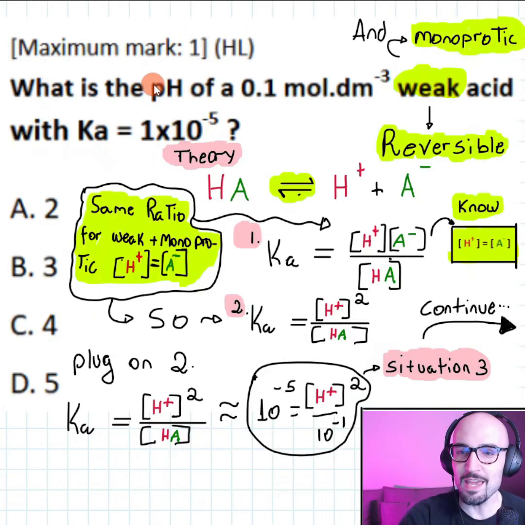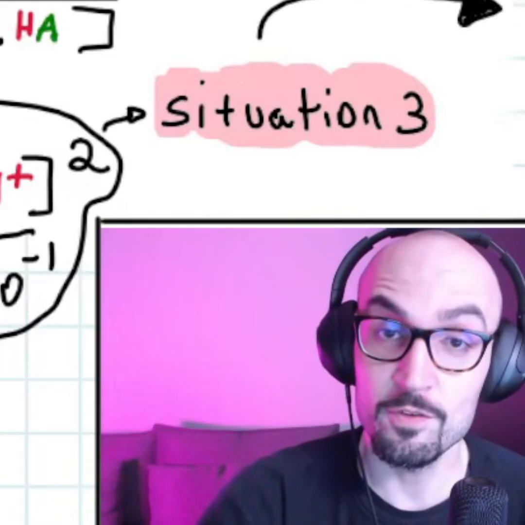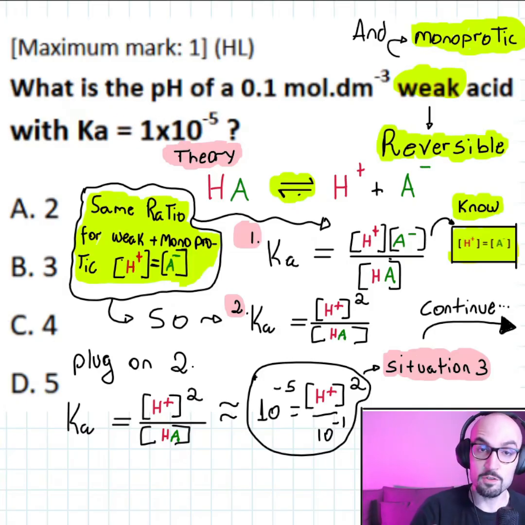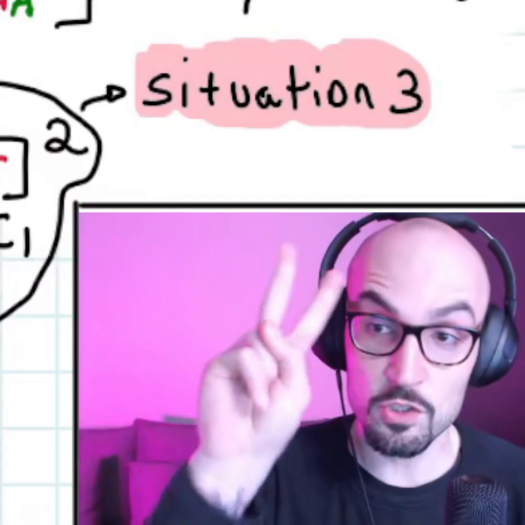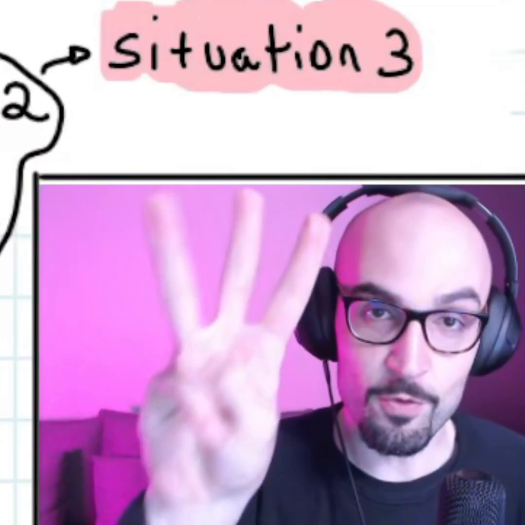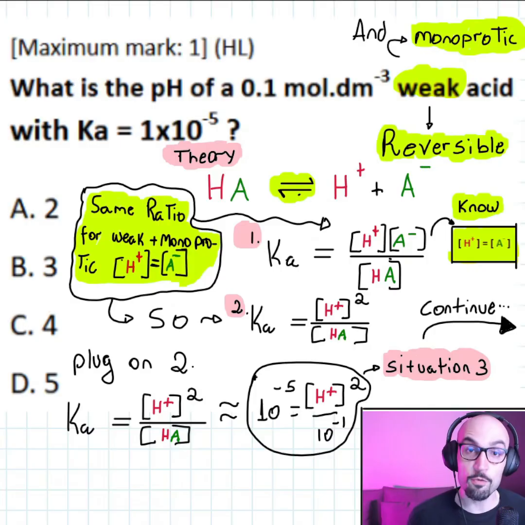What is the pH of a 0.1 moles per liter weak and monoprotic acid with Ka equals 1 times 10 to the negative 5? We're going to have to make two assumptions. From these two assumptions, we have to know three things, and from these three things, we are going to go through 8 situations. Don't lose count. I'll keep track. So we're assuming two things.